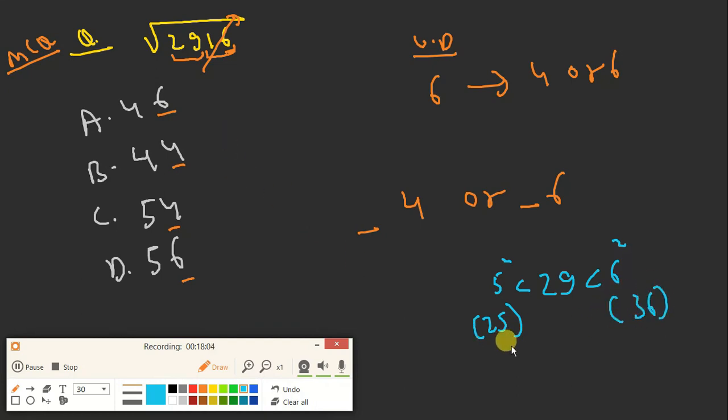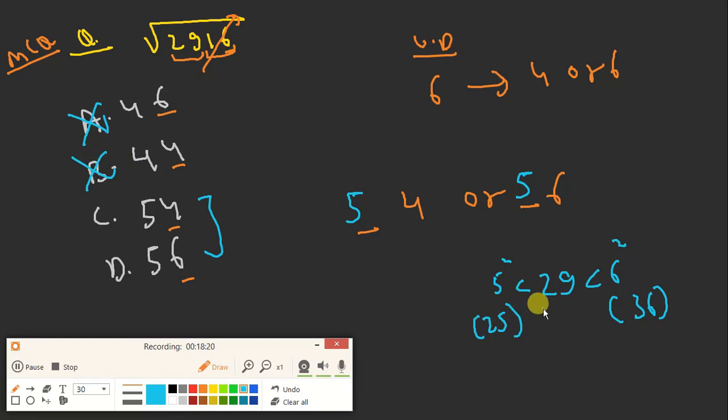Now what you will see? 5 is the smaller number, so you will write 5 here and 5 here. Now one thing is clear: the answer can be 54 or 56. We are clear with this much. Now we have to find out which is the right answer.